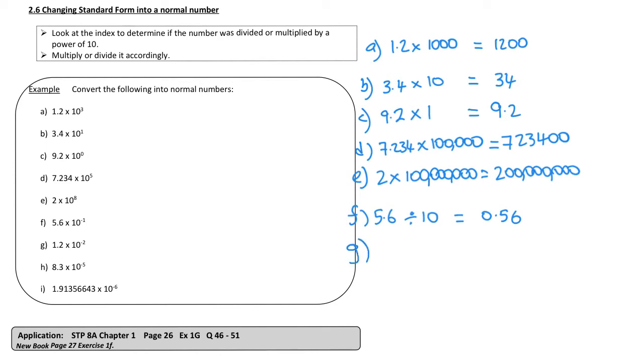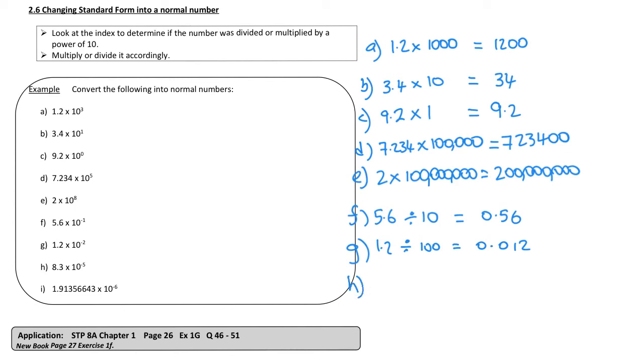G, 1.2 times 10 to the minus 2. It's a negative power, so it's going to be divided by, and 10 to the power of 2 is 100. So we're dividing by 100, which is 0.012. Again, as a check, we can see the decimal place has been moved twice from between the 1 and the 2: 1, 2, between the 2 zeros there.